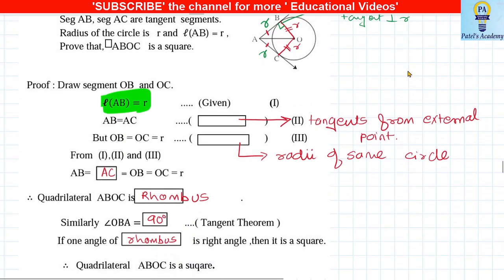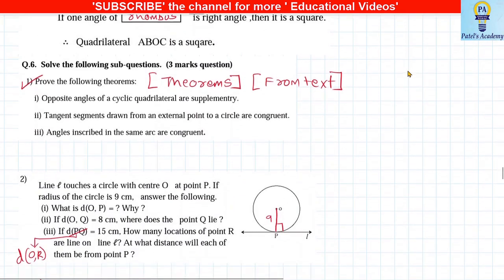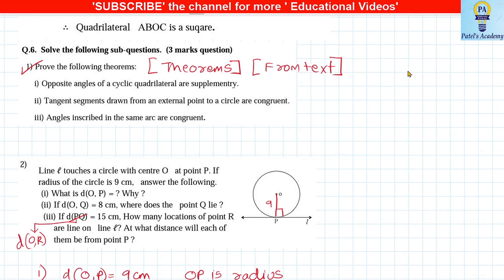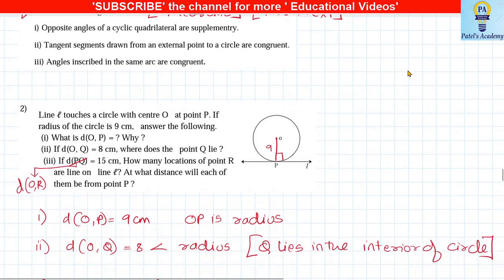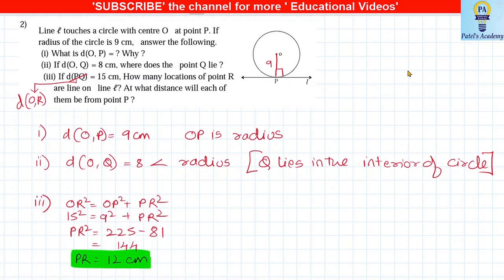Okay, let's see the next one. Students, question number 6, first one are the theorems. I would prefer you doing it from the text only. Okay, see the next one, sum number 2.